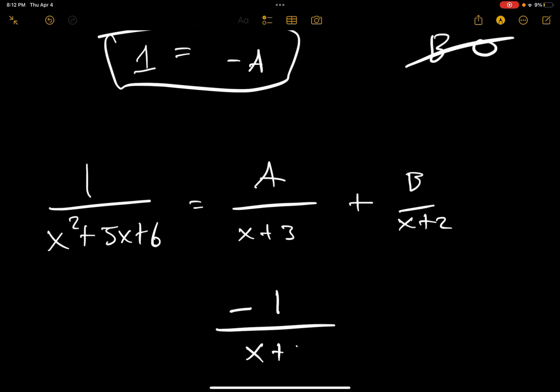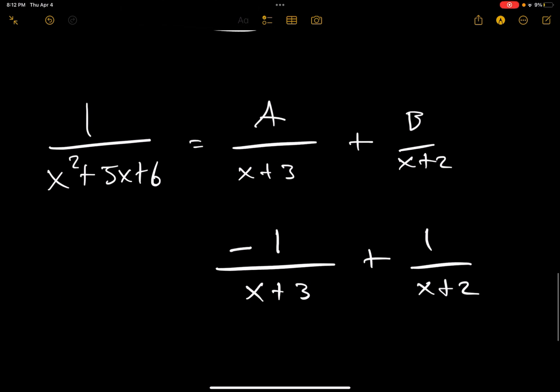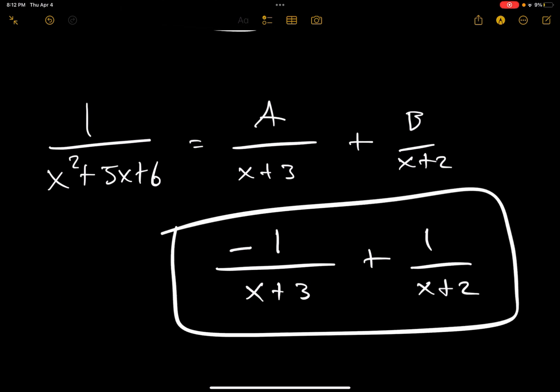Minus 1 over x plus 3 plus 1 over x plus 2. And that is literally the answer. So that's basically the easiest way to do partial fractions.